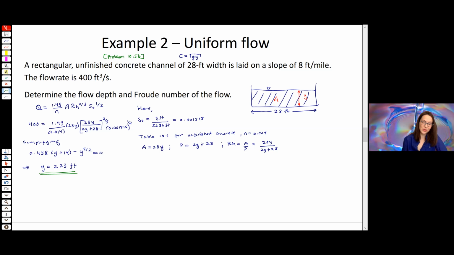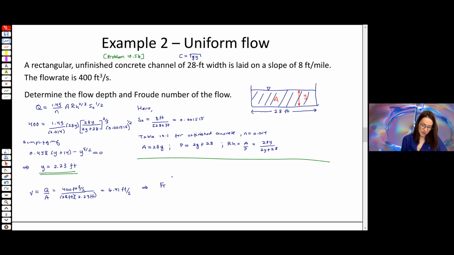So I'll work through the Froude number calculation here, and then I'll ask you if a hydraulic jump is possible. Let's go ahead and calculate the value for our uniform velocity from the volumetric flow rate and the cross-sectional area. So our velocity is 6.41 feet per second.